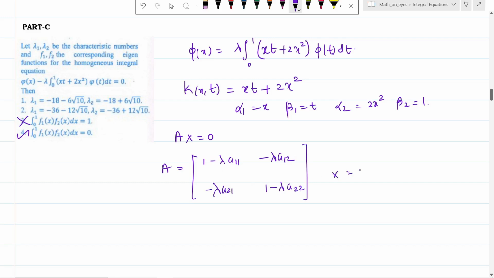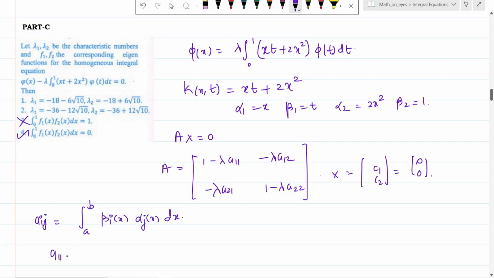X matrix is nothing but C1, C2, which is equal to the 0, 0 matrix. But it is not necessary. We need to find this matrix alone, and we will find the determinant of the matrix A to evaluate lambda. Now A11, which is Aij basically, is equal to the integral from a to b of beta i of x into alpha j of x into dx, right?